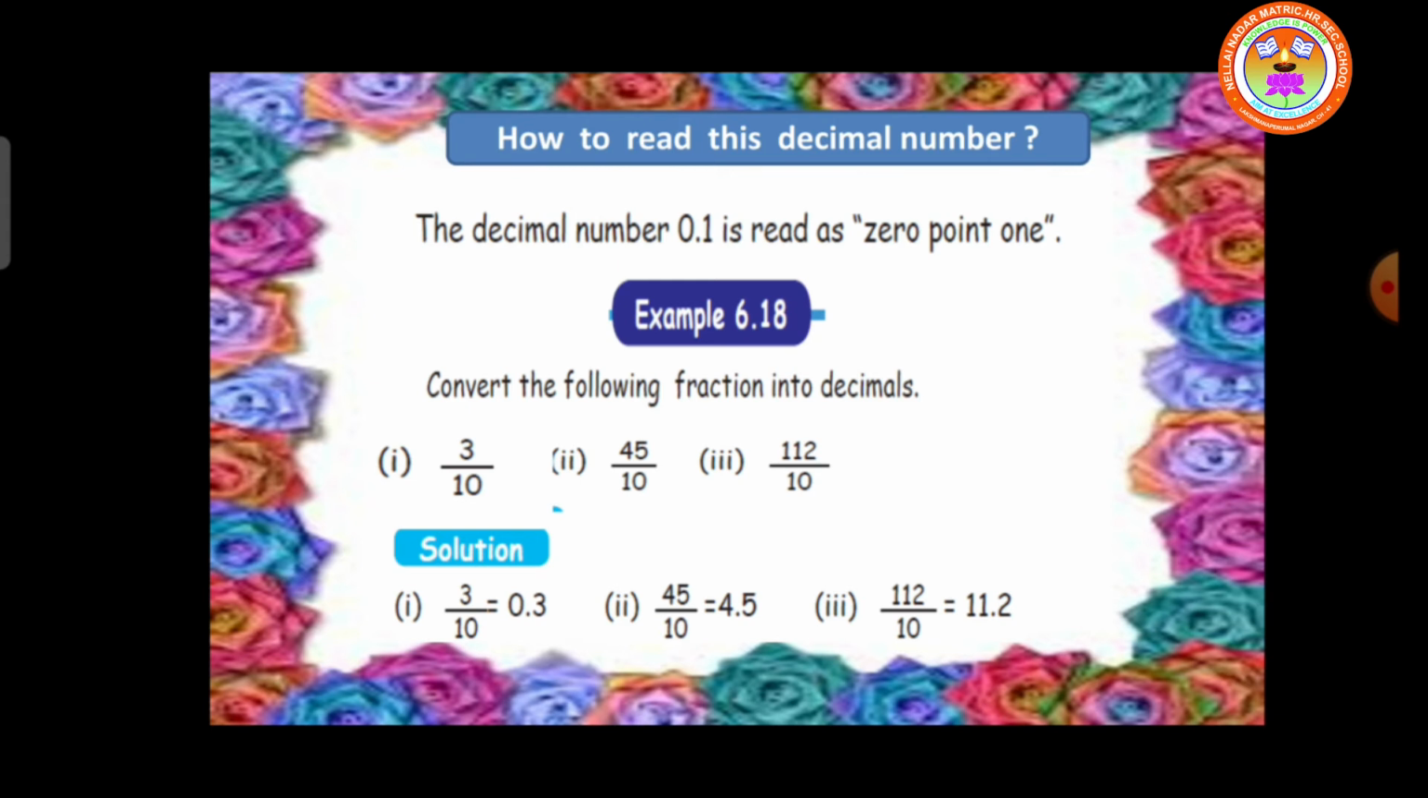4.5. See the third example, 112 by 10. It can be written as 11.2. So whatever the number, any number of digits, we have to keep the decimal point after one number when the denominator is 10. Is it clear, students? Next.